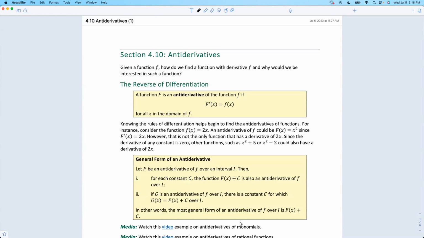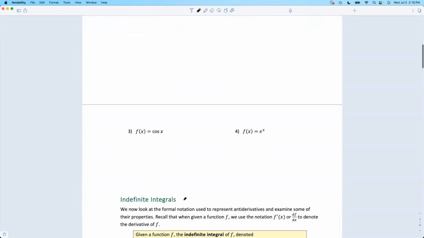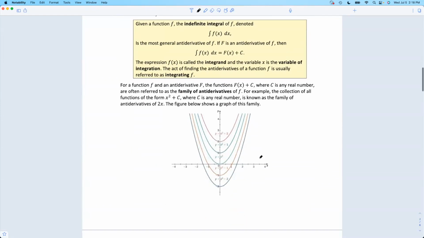Now, I mentioned this way back several videos ago, we had this theorem that said if two functions have the same derivative, then they must differ by a constant. That's literally what this line right here says. Written a different way, it would say if f and g have the same derivative, then g must be f plus some constant. Okay, and we could see that by looking at some pictures here.